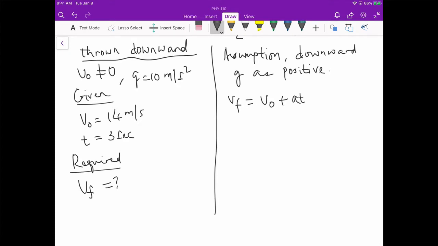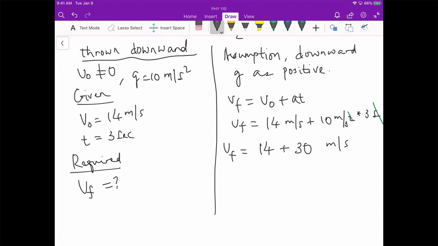Therefore, your v final will be v initial, which in this problem is 14 meters per second, plus your acceleration, again 10 meters per second squared, times your time of 3 seconds. One of the seconds will eliminate with one of the seconds, so you will have meters per second on the second term of the right-hand side. So your v final will be 14 meters per second plus 30 meters per second. 30 is 10 times 3. Everything is in meters per second. Therefore, your final velocity will be 44 meters per second.